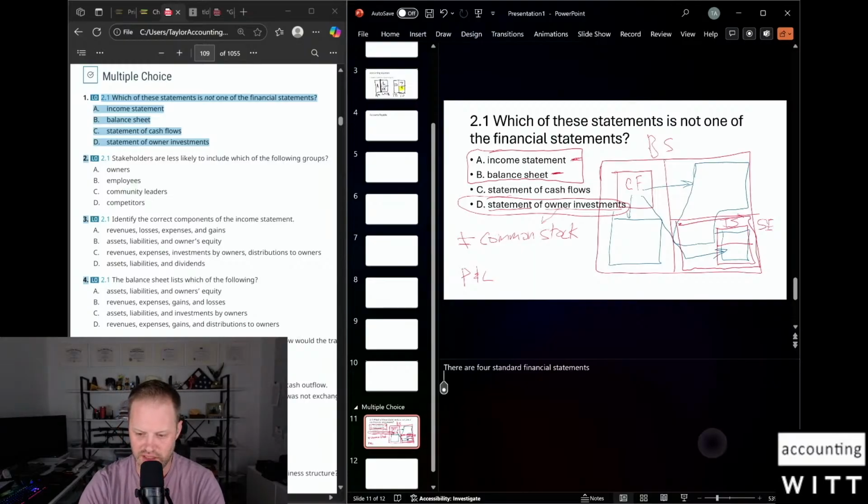Because when you think about the income statement, there's revenue and expense. And depending on what those are, you're going to have a profit, a net profit, or a net loss, which is a way of describing net income. So net income is revenue minus expenses, and profit is what net income is when it's positive, and loss is what you call net income when it's a loss.